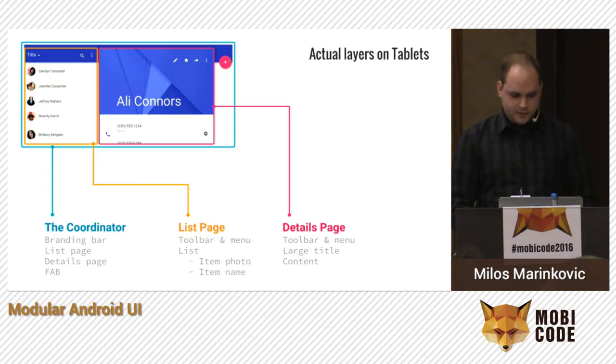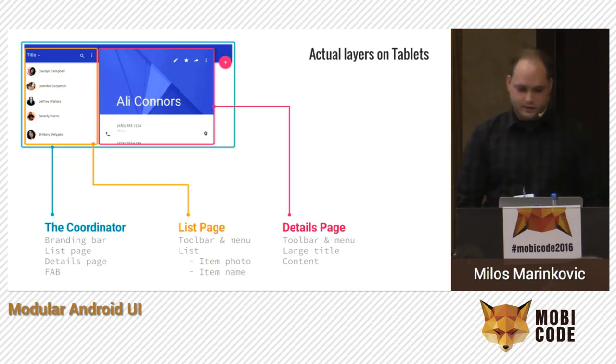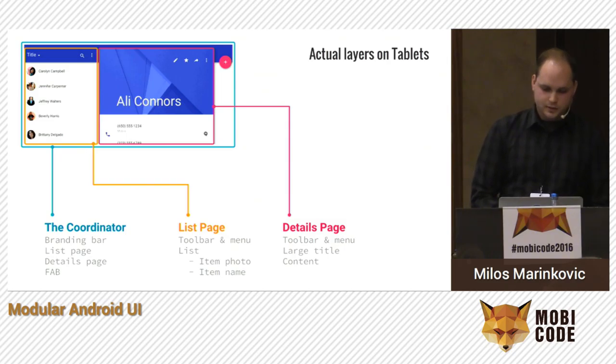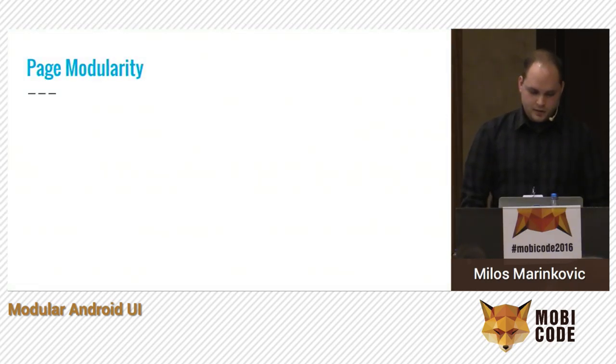It also has a list page on the left. It has the details page on the right. So the list page would say navigate with bundle, put the contact ID into the bundle, and say go to contact details. On phones, the coordinator would know to display the contact details in full screen. On tablet, it would know to display the contact details on the right. So it's a common navigation API.